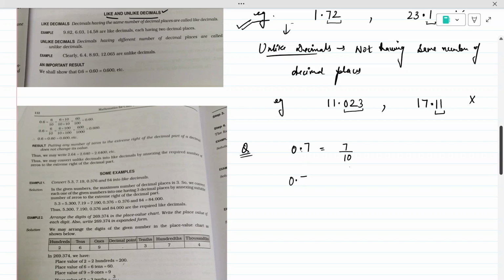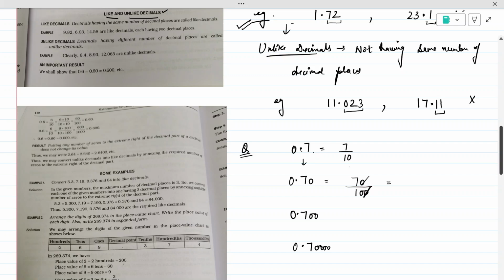Now I can also write this 0.7 as 0.70. So when we write it in the form of a fraction, it will become 70 divided by 100. Why? Because now I have two decimal places. But if you just solve it, then this zero will cancel, and we will ultimately get 7 by 10 only. So that means if I write down 0.7 or 0.70, or 0.700, or 0.70000, all these are the same.